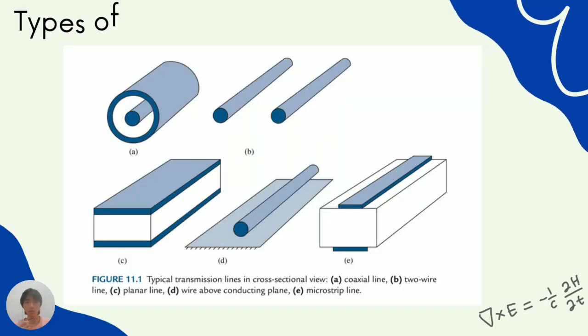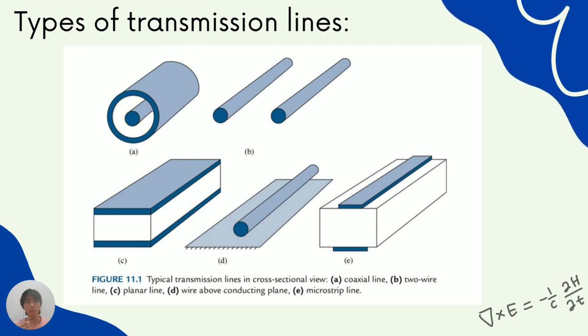So for example, the coaxial cables that are used for high frequency signals. Next is the twisted pairs that are commonly used in telephony and networking systems. And lastly, the microstrip lines that are used in printed circuit boards for RF signals in electronics.